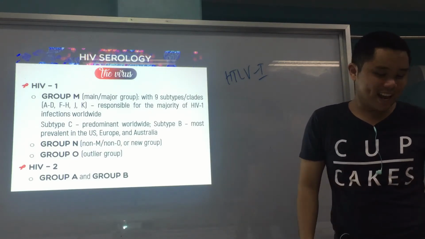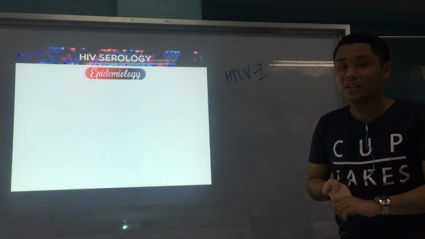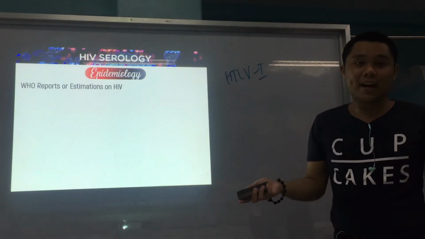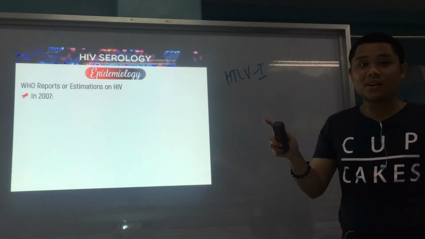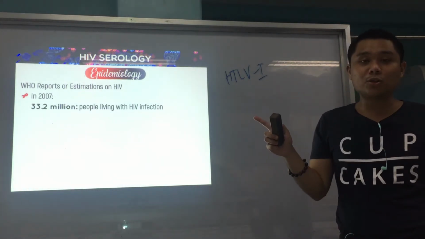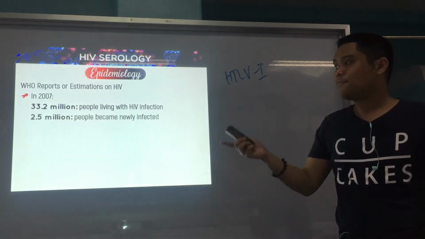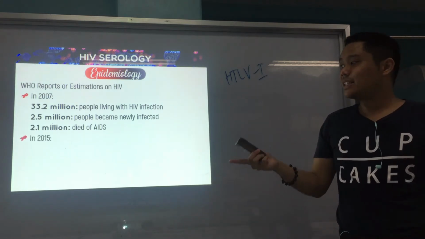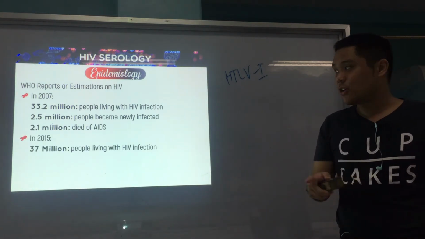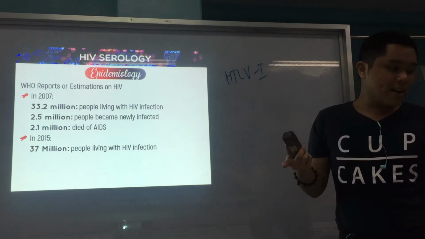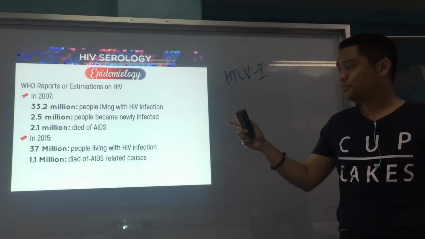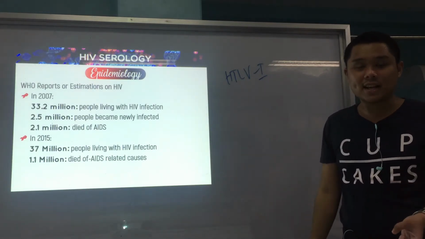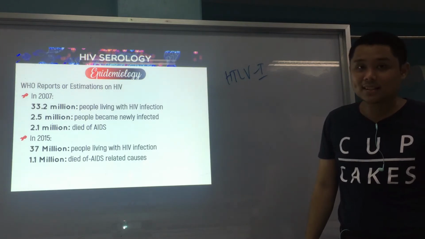Now for the epidemiology, just some basic facts. Some reports from WHO in 2007: 33.2 million people are living with HIV, 2.5 million have become newly infected and 2.1 million died of AIDS. And then in 2015, 37 million, of course, there's an increase of people living with HIV infection. 1.1 million have died. So as you can see, there was a significant decrease in the number of people who died of AIDS-related causes.